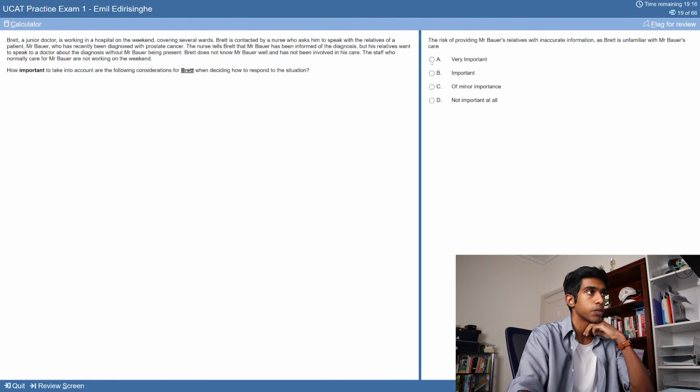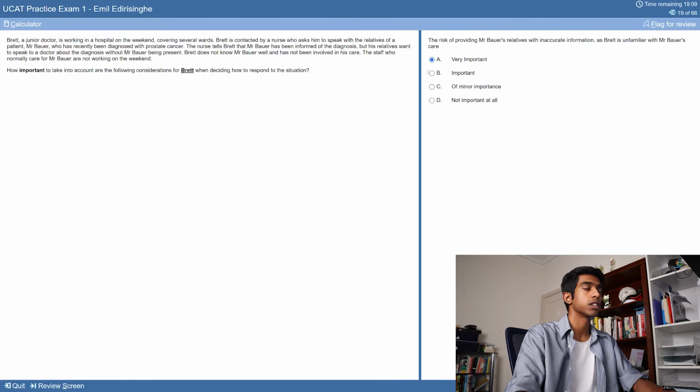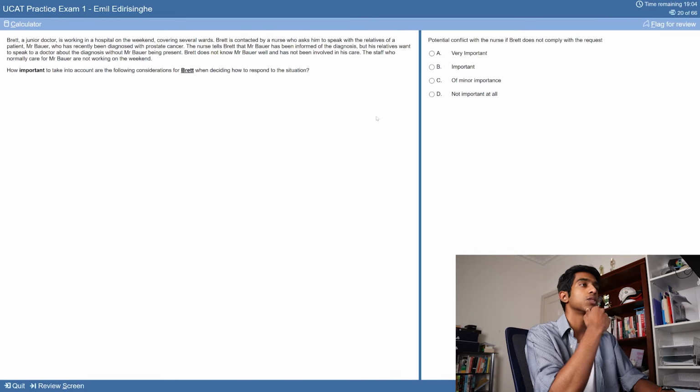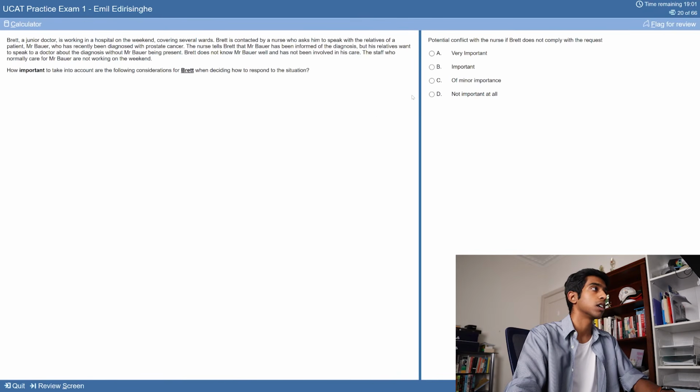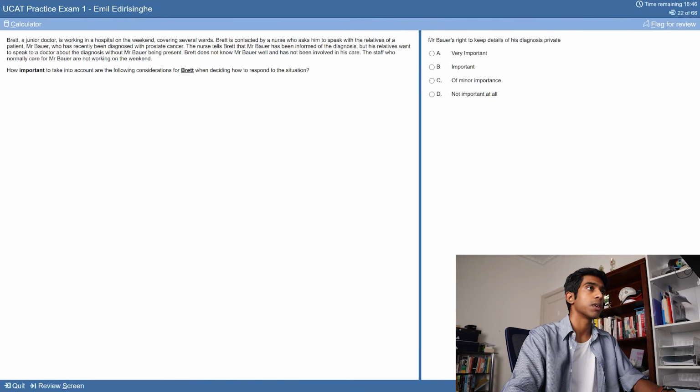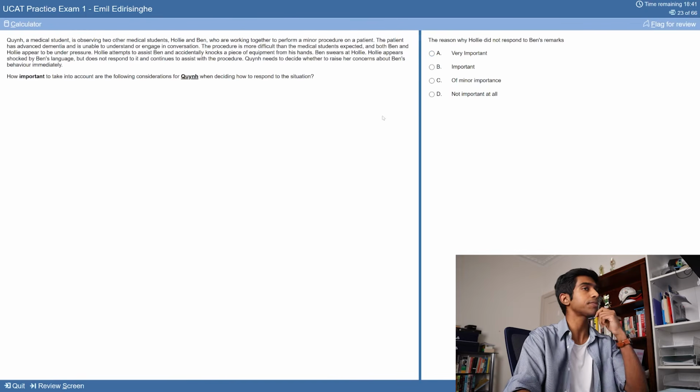Okay. The risk of providing Mr. Brow's relatives with inaccurate information. Yes, that's definitely very important because it's important that he provides correct information. Potential conflict with the nurse. This is not important at all, I'd say, because what matters is the patient's safety. The distress that could be caused, yeah, that's very important. Yeah, that's very important. Mr. Brow is right, this is also very important. It's probably the main consideration.